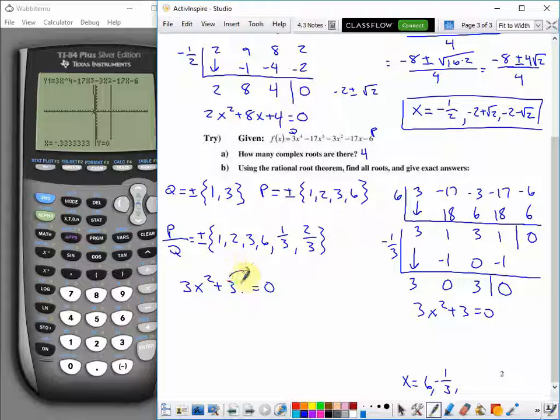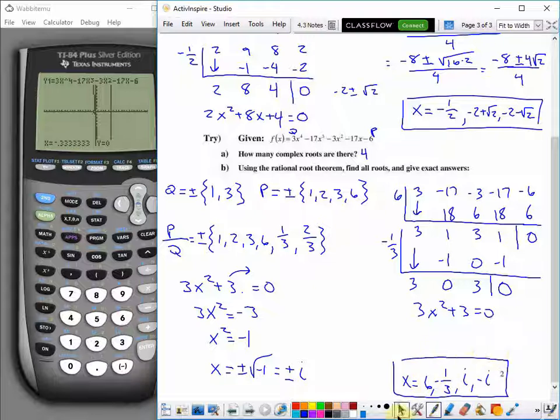Okay, so I'm going to move this 3 over. 3x squared equals negative 3. Divide by 3, and I'll get x squared equals negative 1. Take a square root. X equals plus or minus the square root of negative 1. The square root of negative 1 is i, so I get plus or minus i. And that explains why I only saw 2 intersections here. There's only 2 real roots, which means 2 are non-real. i and the opposite of i are my remaining 2 roots. Okay, so I can put a box around those 4 roots. Those are the solutions to my equation.